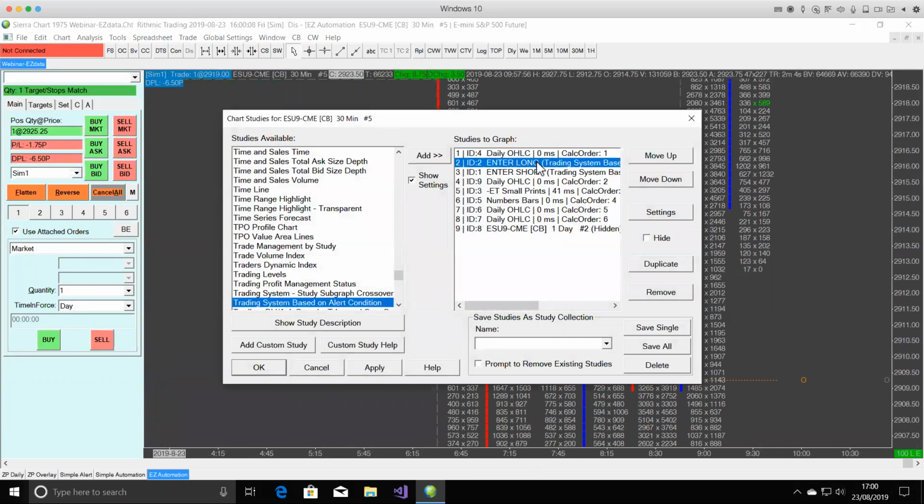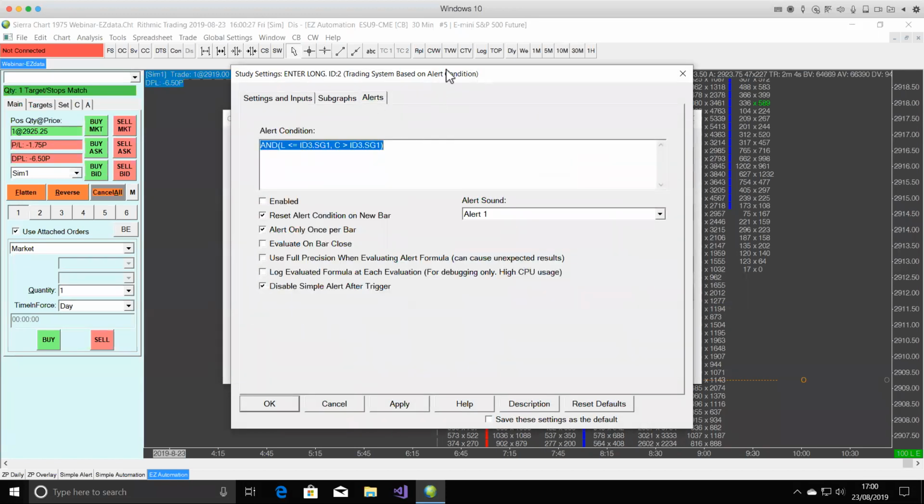I've got the same setup as well, but I'm using small prints. So I've got the small print study looking for 0 prints within the candlesticks. These are 30-minute candlesticks. And I've got my same enter long, enter short conditions. Let's go straight into the subgraphs and I'll explain what I'm doing here.